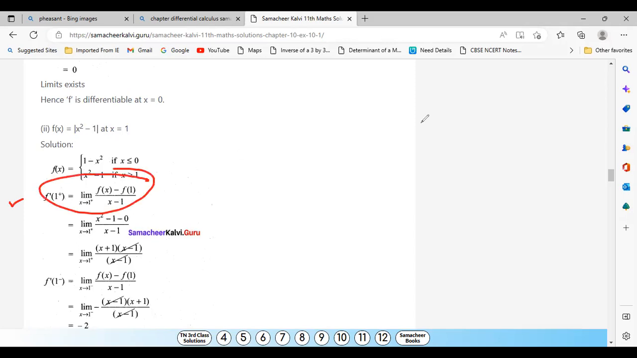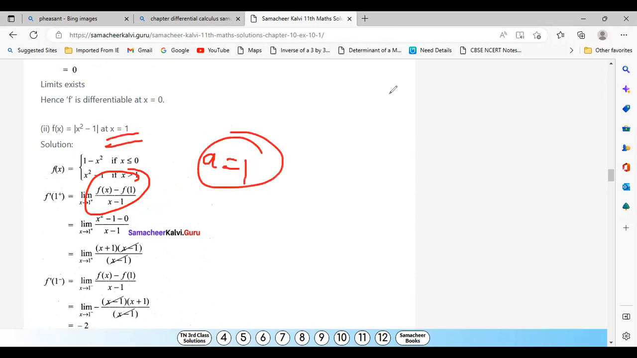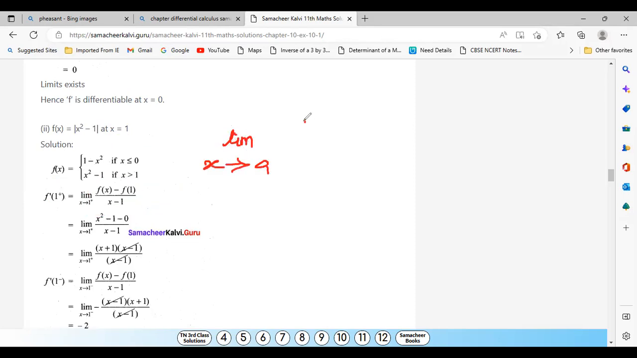So what happens on the right side? I hope you remember the first principle. This is how you will write: limit x approaches 1 plus, f of x minus f of a upon x minus a. Remember the formula? Yes, ma'am. So you're just substituting the value of a as 1 here, because in the question it is given as 1. Please tell me if you don't remember the formula. The formula is limit x approaches a, f of x minus f of a upon x minus a. Clear? This is just the first principle theorem. So you're going to replace a with 1 here.